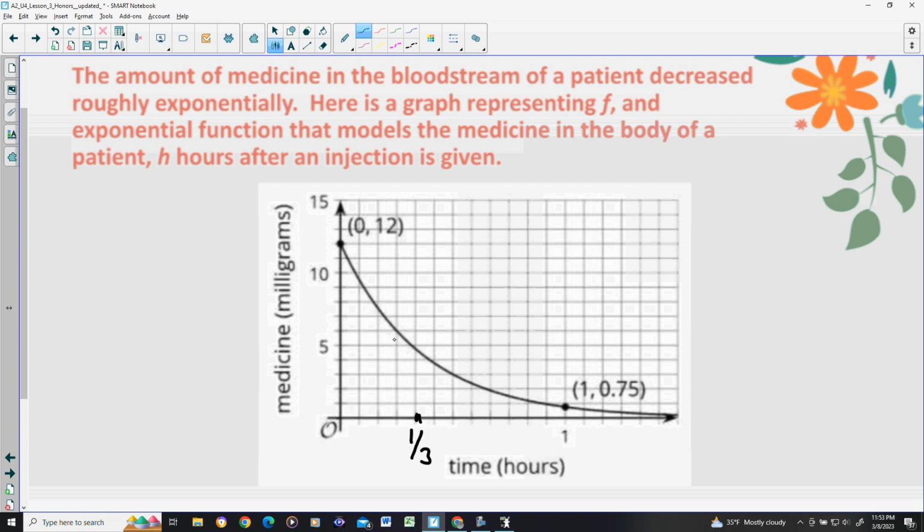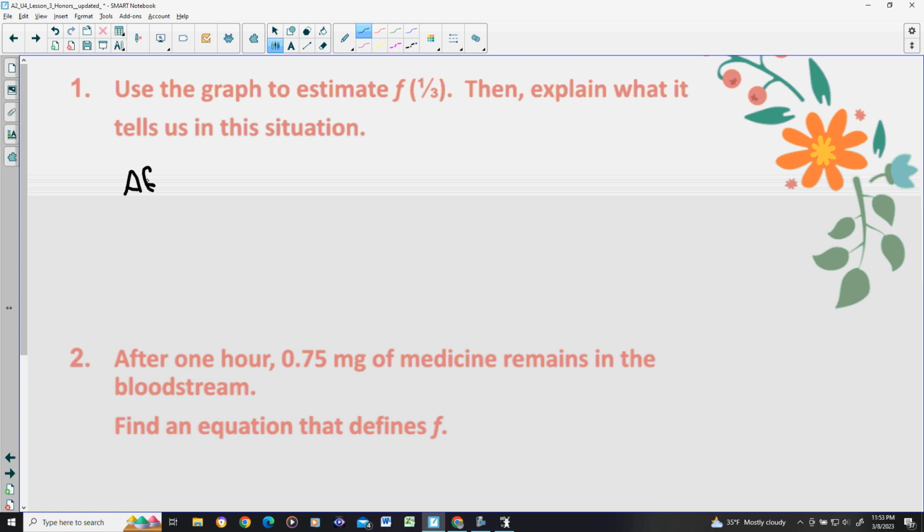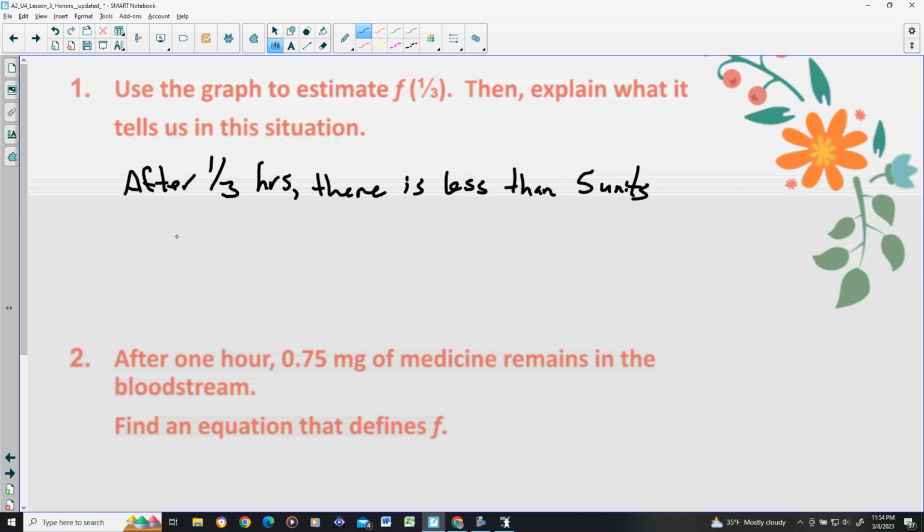Okay, so what does that mean? Well, that's 1/3 of an hour, right? So after 1/3 of an hour, 20 minutes, this is going to tell us how much medicine is left in his body. And it looks like it's slightly less than 5. So after 1/3 hours, there's less than 5 units of medicine.